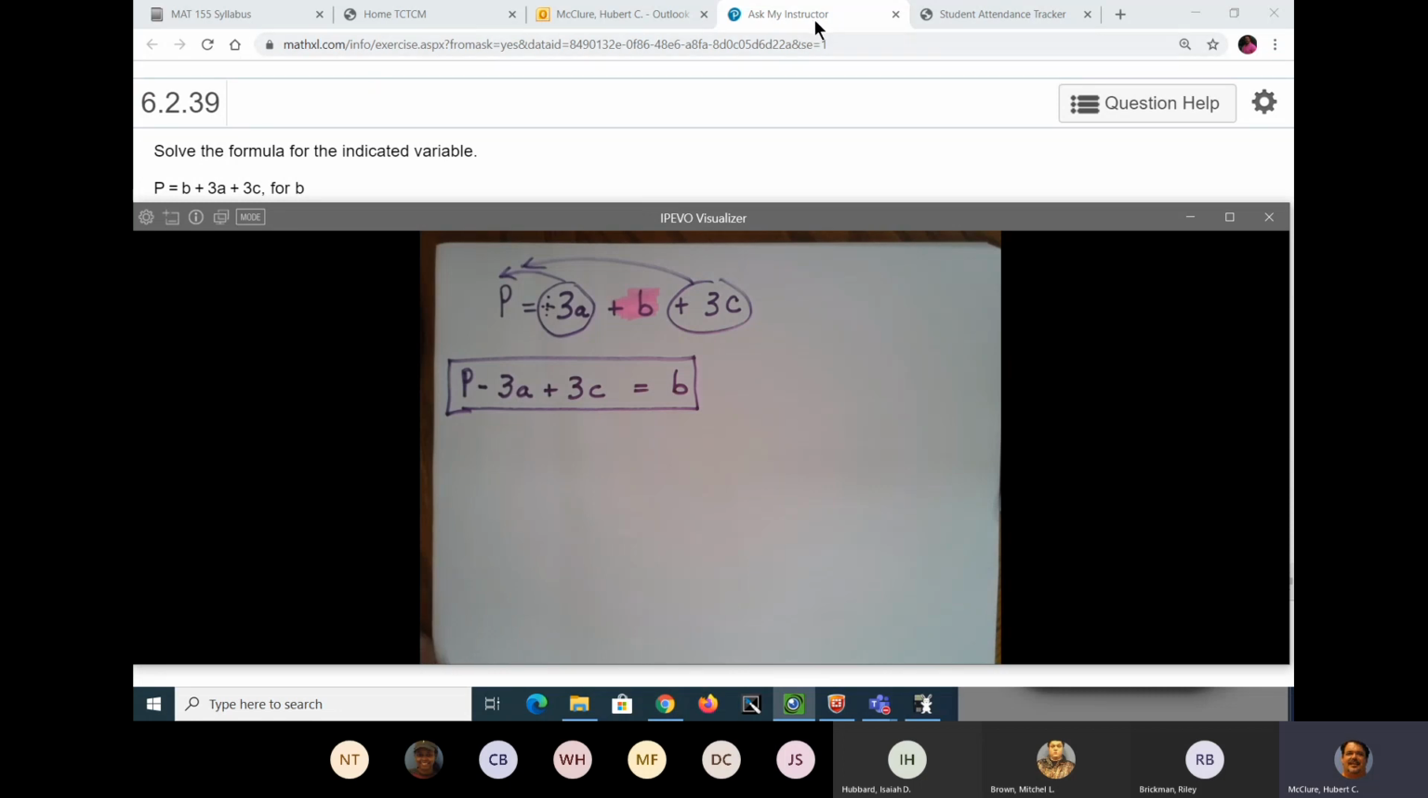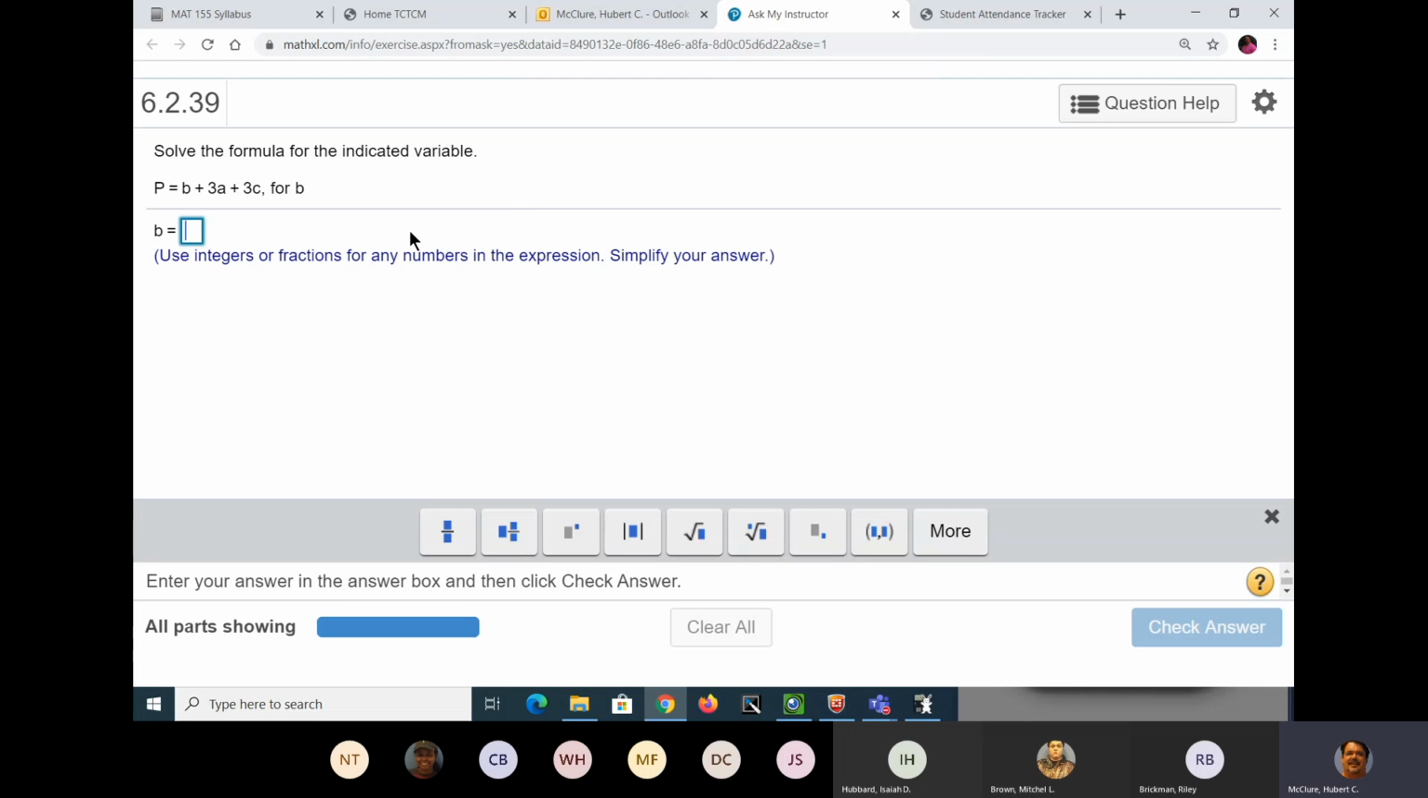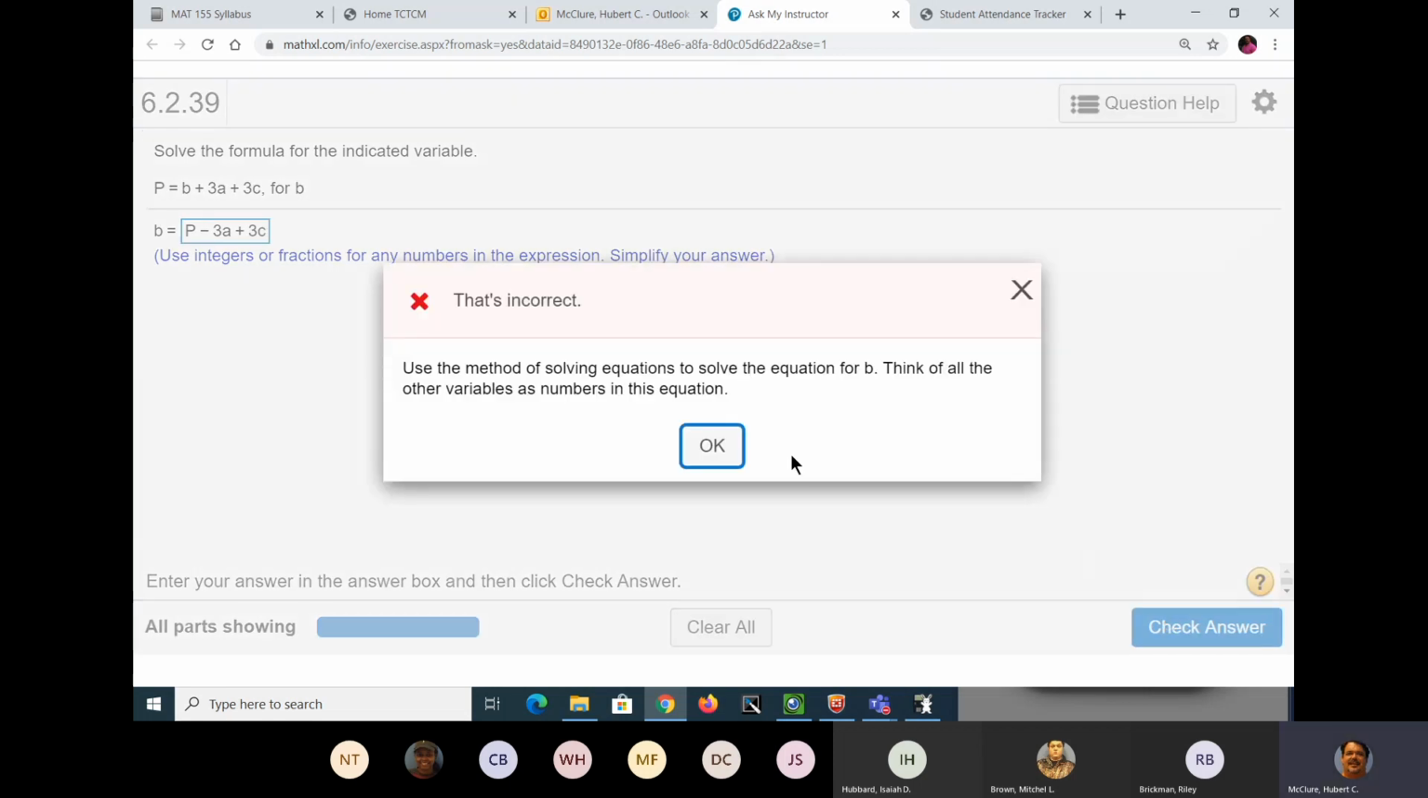So let's type it in. B is equal to P minus 3A plus 3C. And you feel good about yourself. Uh-oh. Let's see. No. It's supposed to be a negative right there.